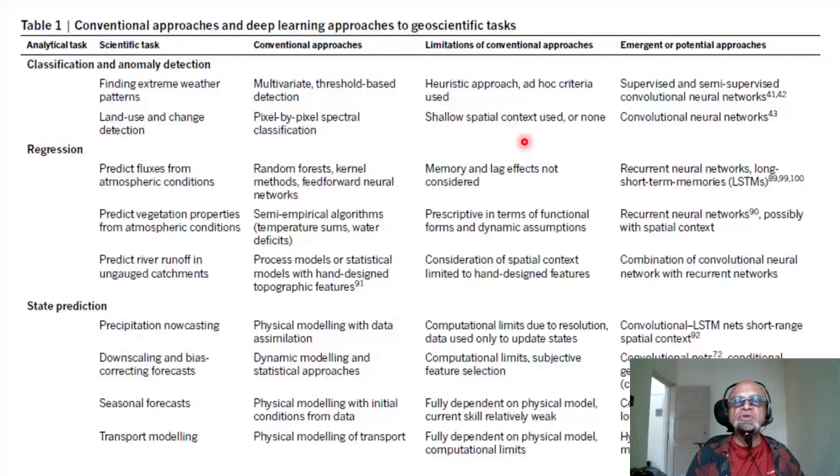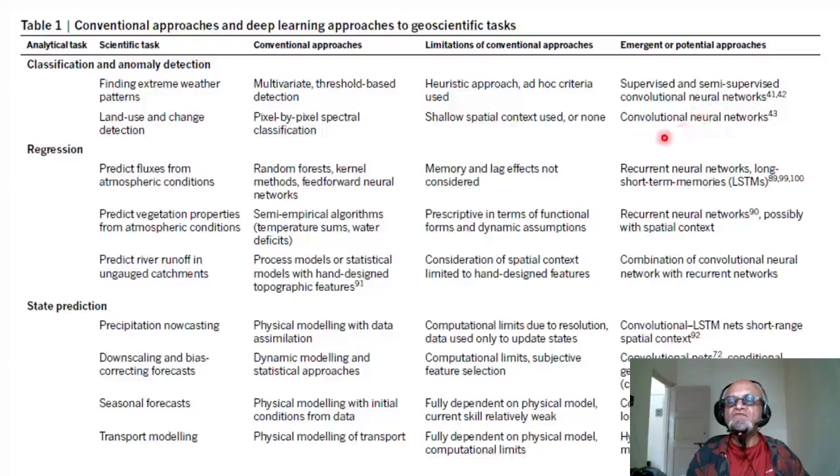Conventional approaches and deep learning approaches to geoscientific tasks. I won't read all of them, but we are looking at classification and anomaly detection as analytical and scientific tasks. And finding extreme weather patterns and land use and land change detection are two examples here of scientific tasks. Conventional approaches would depend on multivariate threshold-based detection, pixel by pixel spectral classification, and so on. The limitations of these approaches are that they can be heuristic and ad hoc criteria in terms of thresholds used for detection, and for land use land change detection, shallow spatial context is used or none in terms of the 3D. So the emergent or potential approaches in these cases are supervised and semi-supervised convolutional neural networks. Does it make sense?